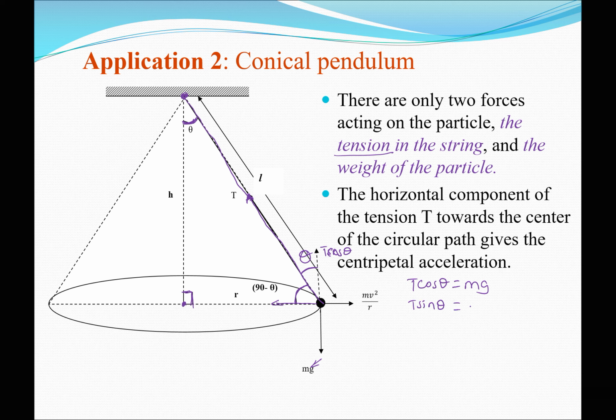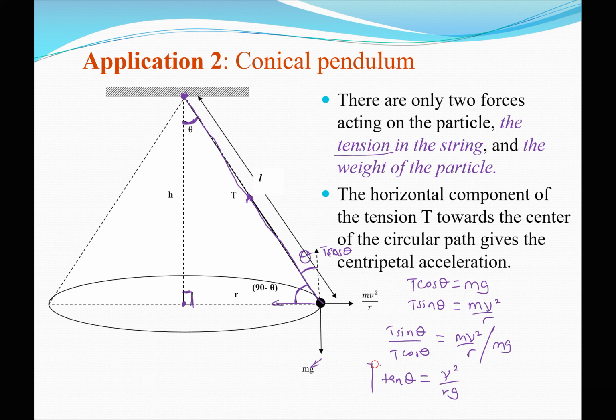When I resolve T in the horizontal, if I use the angle theta, it is going to be T sine theta, or T cos of 90 minus theta, which is the same as T sine theta, is going to be equal to the centripetal force, which is mv squared over r. So if I divide equation 2 by equation 1, I have that T sine of theta divided by T cos of theta is going to be mv squared over r divided by mg. So this means tan of theta is going to be equal to v squared over r times g.